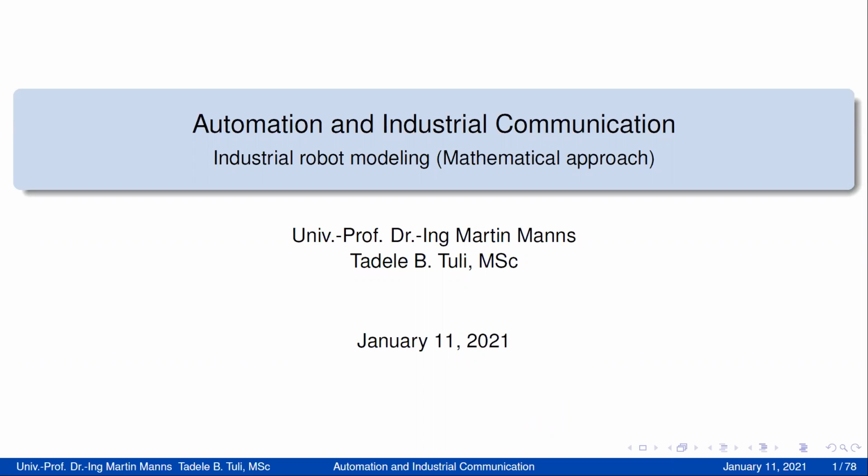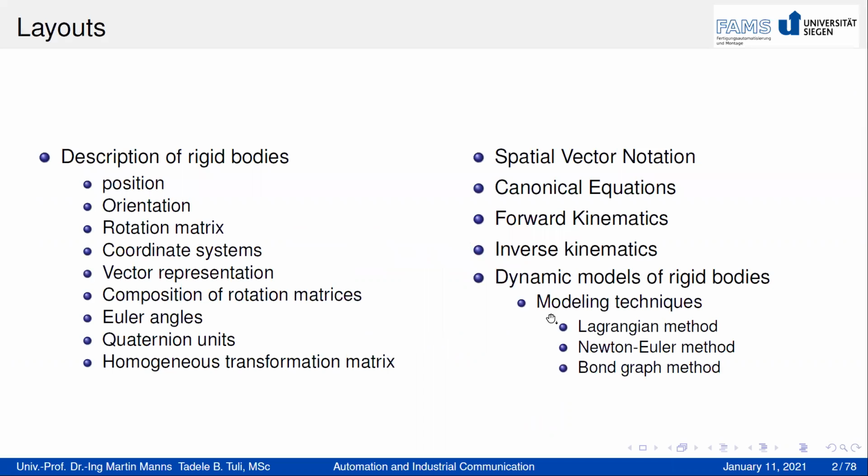Today we are going to see about industrial robot modeling with a mathematical approach. In this mathematical approach, we are going to see how the kinematics and the dynamics of the rigid body of the robot could be represented in space and in time. So, what is the time representation and the space representation of these kinematics and dynamic models?